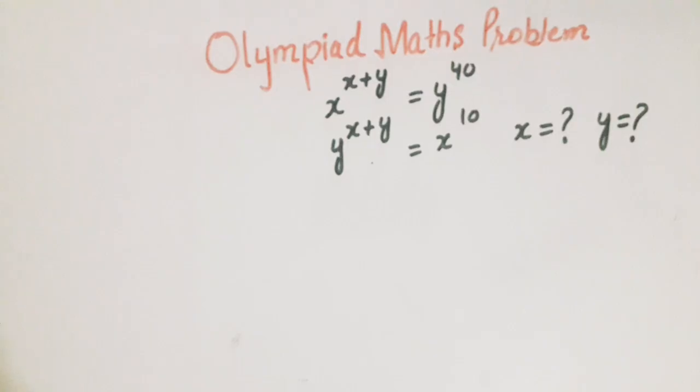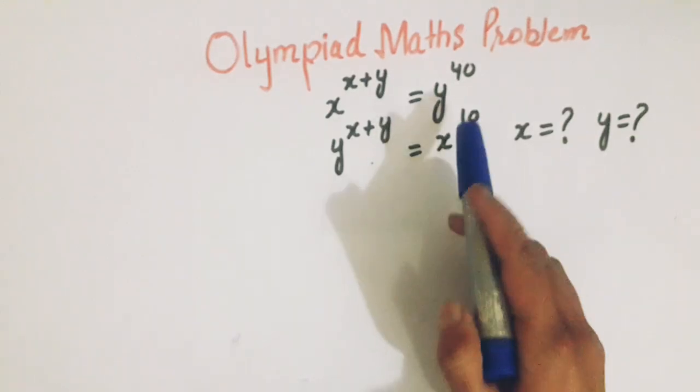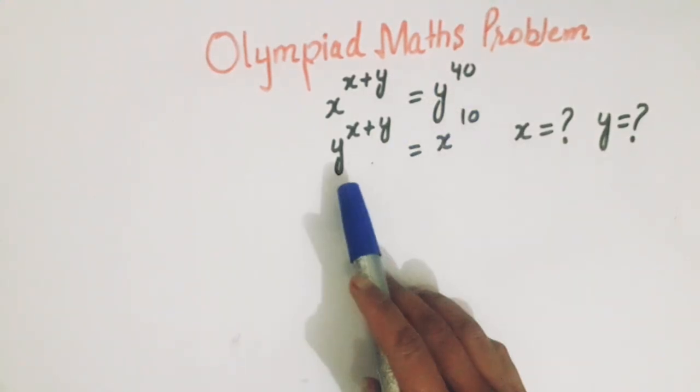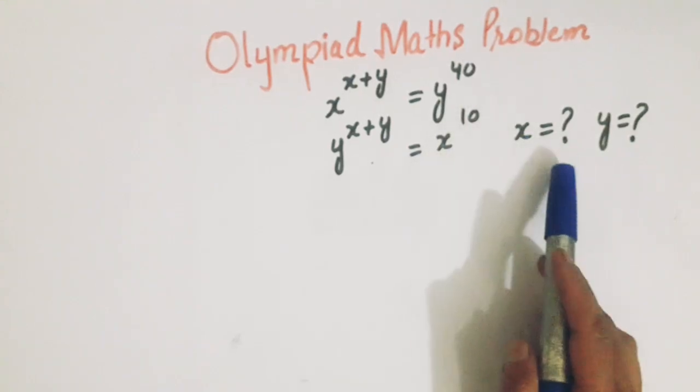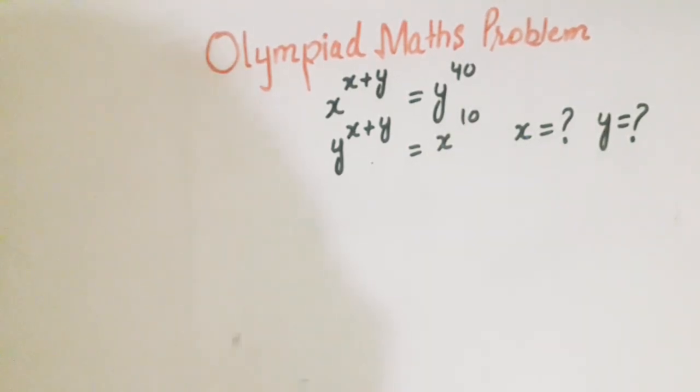In today's video, we will solve a very interesting Olympiad math problem: x raised to power x plus y equals y raised to power 40, and y raised to power x plus y equals x raised to power 10. You have to find the value of x and y.